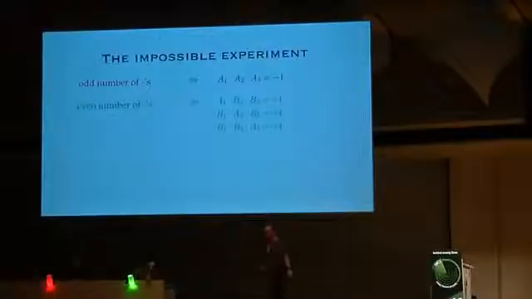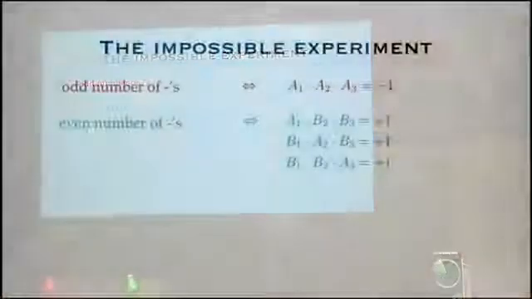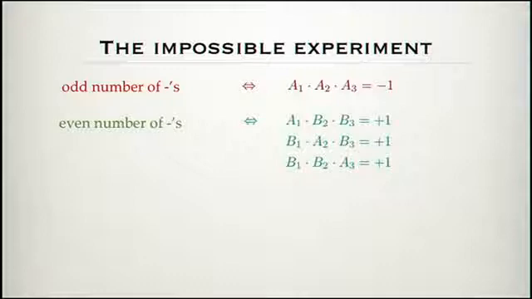Okay, so let's formalize this. Now comes the math. When I measure 3 A's, I have an odd number of minus signs. So if I call the variables A1, A2, A3, this just means that the product of A1, A2, A3 is minus 1. And similarly, for an even number of minus signs, a product of 1 A and 2 B's is plus 1. That's what I just said, or in the other 2 combinations.